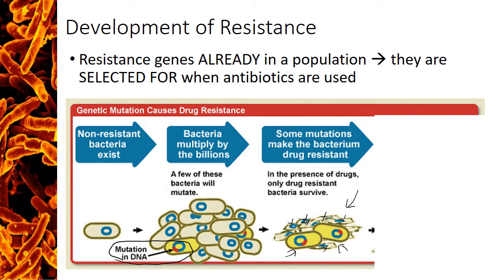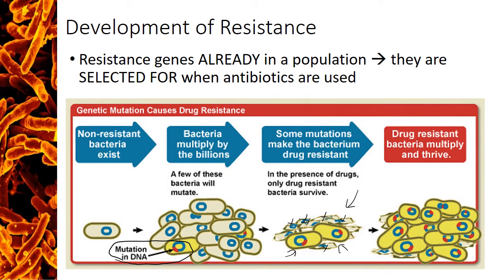Because we've killed off all the neighbors, there's now a whole lot of food and a whole lot of space, and the bacteria that had the mutation will replicate and divide and pass that mutation on to all the daughter cells. Now we have a whole population of microbes that are antibiotic resistant. The idea being the mutation was already there in the population, and it's the presence of antibiotics in the environment that causes the population to change and select for that mutation itself.